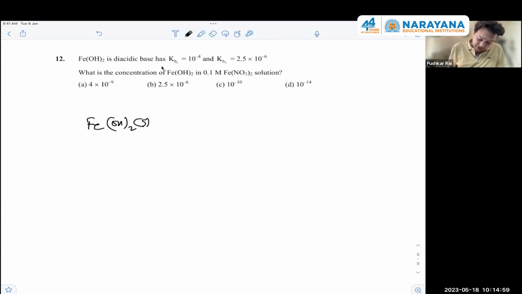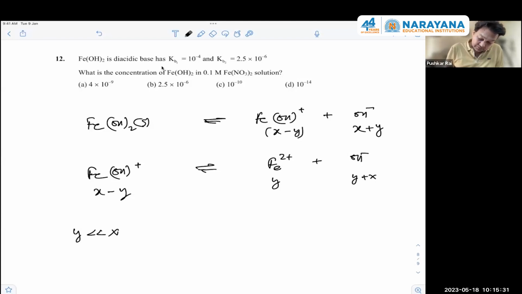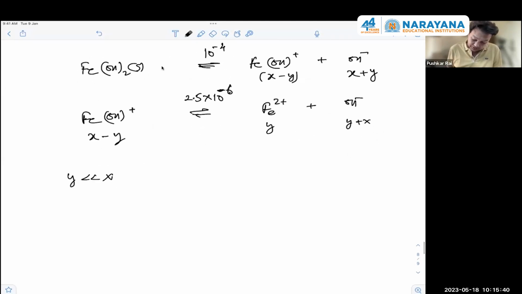It is not written, but I have to take it solid. FeOH plus OH negative, FeOH plus, Fe2 plus OH negative. This is solid. X minus Y plus X plus Y, X minus Y. Assume Y is very, very much less than X. This is 10 to the power minus 4, 2.5 into 10 to the power minus 6. So your equation looks like this.